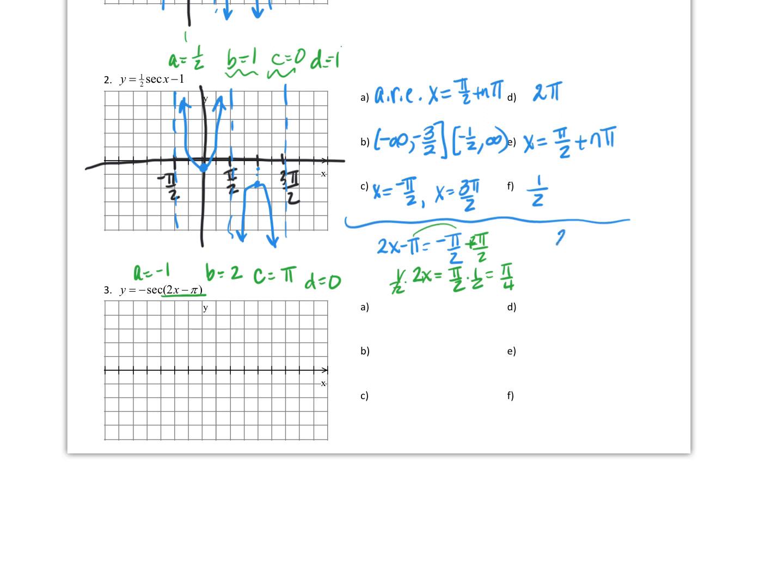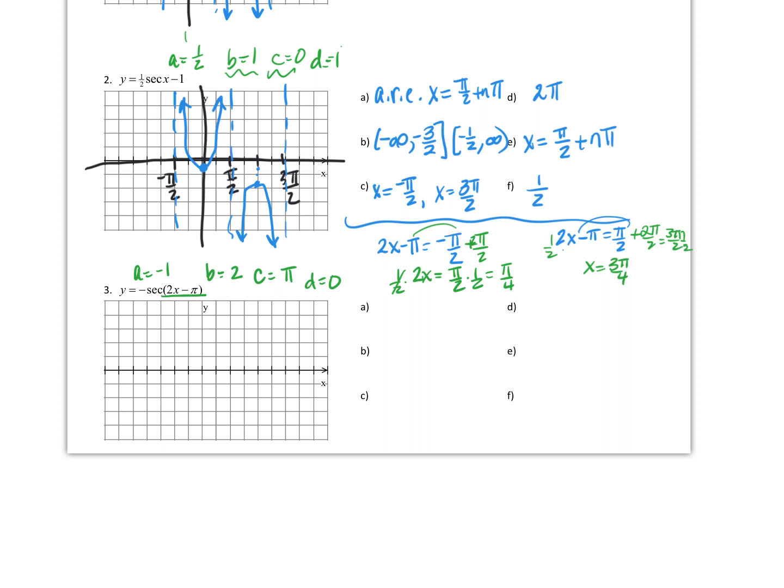Now let's do the right vertical asymptote. So 2x minus pi equals a positive pi/2. If I move that over, I'm going to add a pi, so it's plus 2 pi/2, which gives me 3 pi/2. If I multiply by 1/2 to both sides, I end up with what? 3 pi/4. Okay, so these are my new asymptotes.